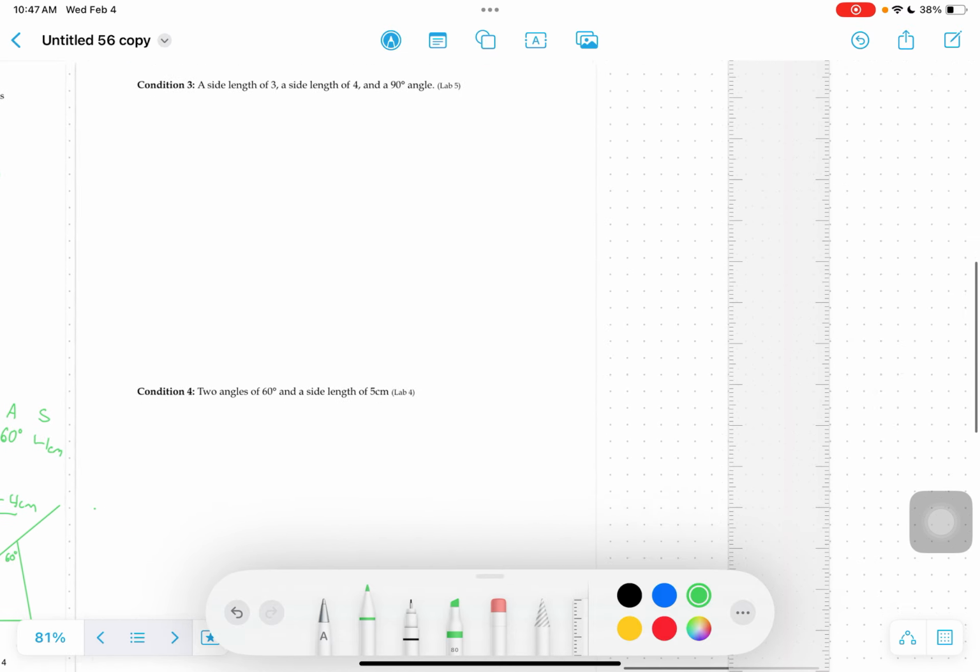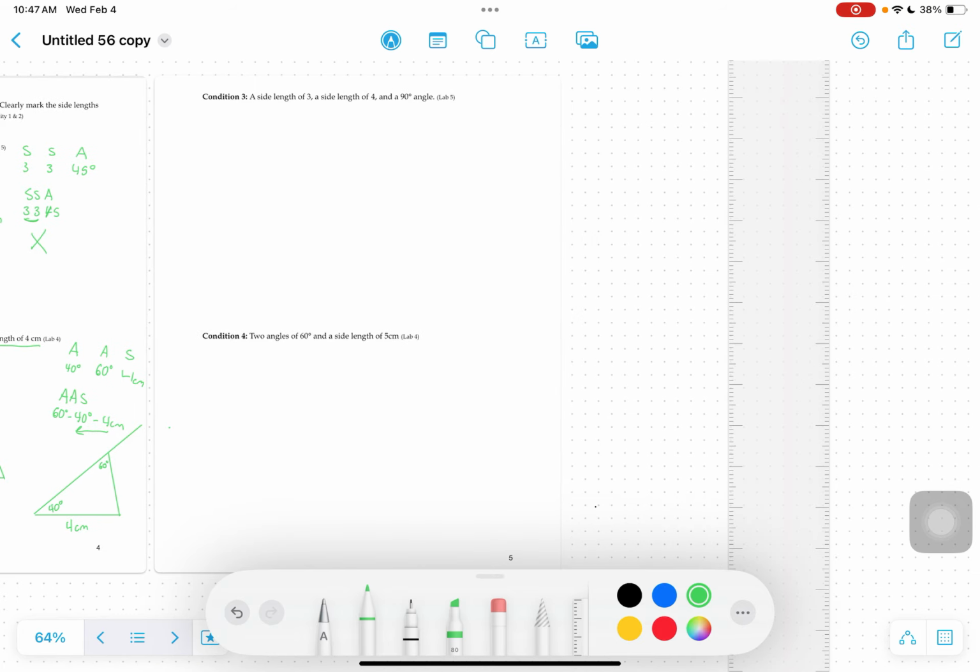Check the solution to see possible triangles for condition 3 and condition 4.